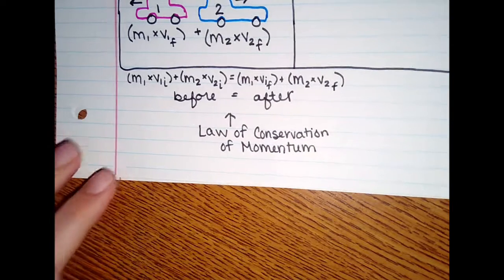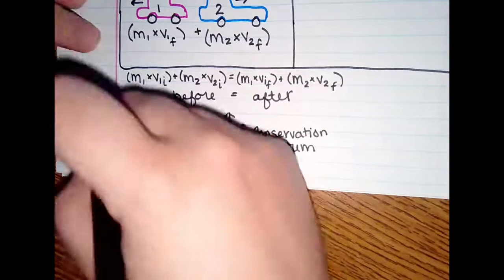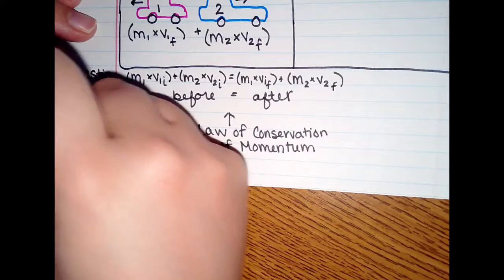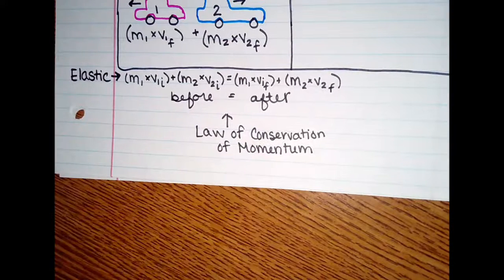Again, this situation right here is all elastic. They bounce off of each other. That's why afterwards you have a mass here and a mass there. So then, what if they don't?